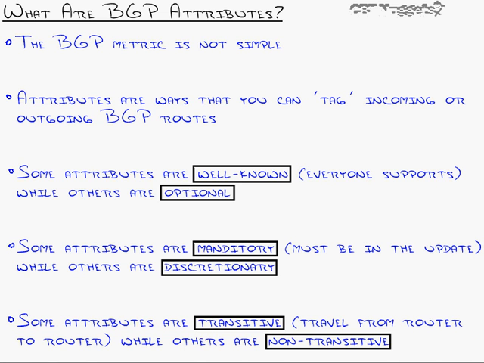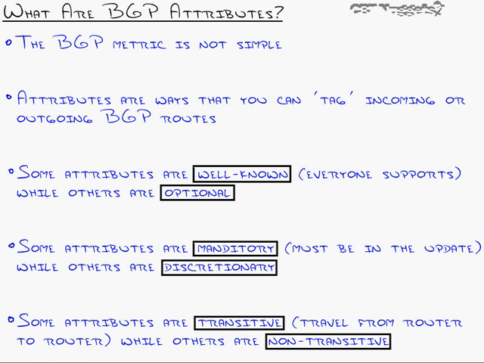Discretionary attributes may or may not be there. It's just one of those options that you can tag on there. So the final categories you can see are transitive and non-transitive. The attributes that are transitive will travel from router to router, or more accurately, from autonomous system to autonomous system.